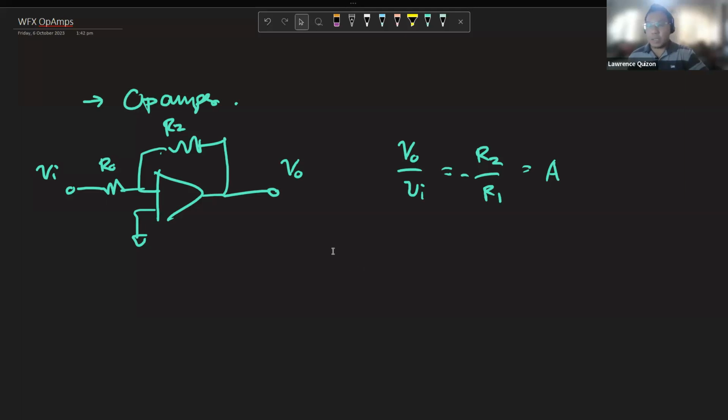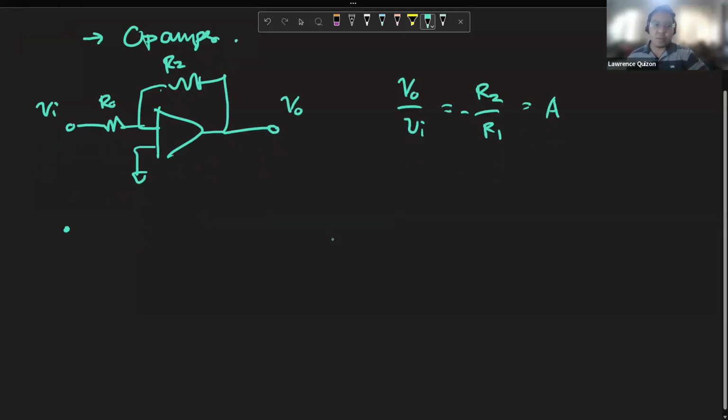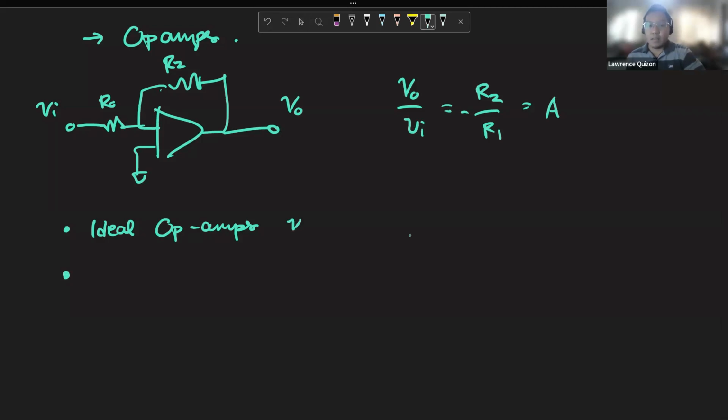So today we'll be discussing, among other things, no? Well, we'll be rediscussing ideal op amps, no? What kind of assumptions do we have that make op amps ideal? And then we'll compare that to real op amps, or at least a little more realistic model ng op amp. And then we'll discuss some other non-idealities, no?